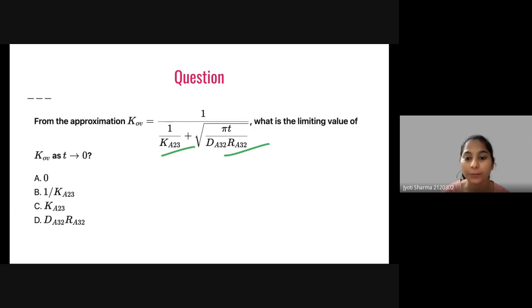If t is 0, or if it is approaching 0 time, then what will be your overall resistance? We already have learned this. If time is equal to 0, then we already have concentration of A at the interface in the sediment side. So there is no kind of resistance from the sediment if time is equal to 0. All the resistance that we will have is from the water side.